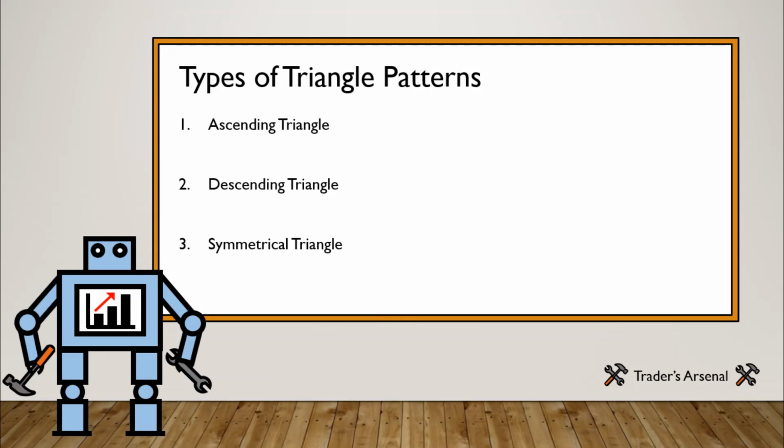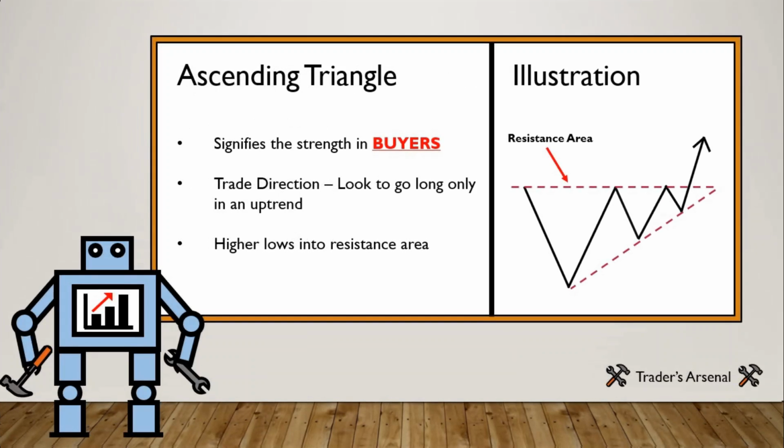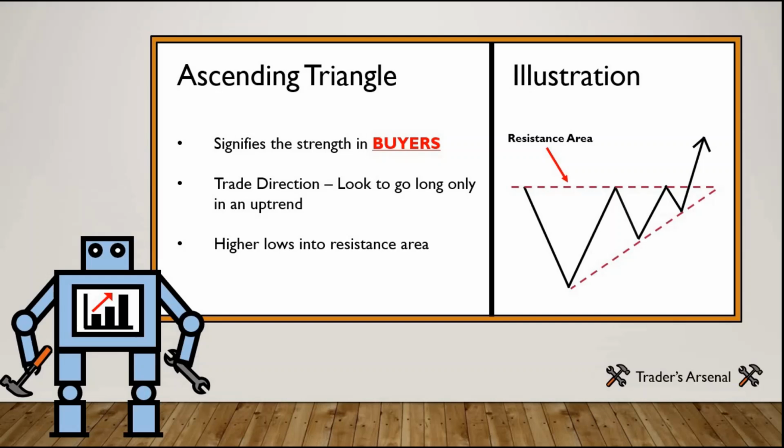There are basically three types of triangle patterns: the ascending triangle, descending triangle, and the symmetrical triangle. Let's first look at the ascending triangle. Whenever you see an ascending triangle, it usually signifies the strength in buyers. So you should only be looking to long the market.